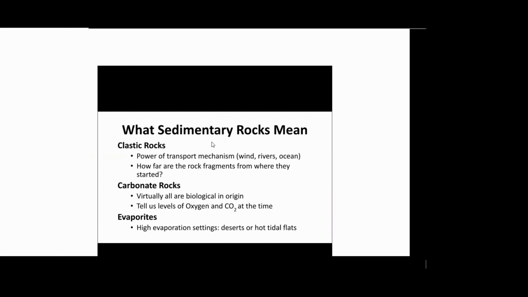So again, we've got our three types. Clastic, we've got some type of transport mechanism, wind, rivers, ocean, something like that. You can tell how far they've moved, where they've come from. Carbonate rocks, these are usually biological in origin, and they're going to tell us the level of carbon dioxide and oxygen at the time that that biological specimen was alive. And then evaporites. Evaporites are high heat deserts, hot tidal flats, those kinds of things, where there's a lot of heat that's going to evaporate out that water.